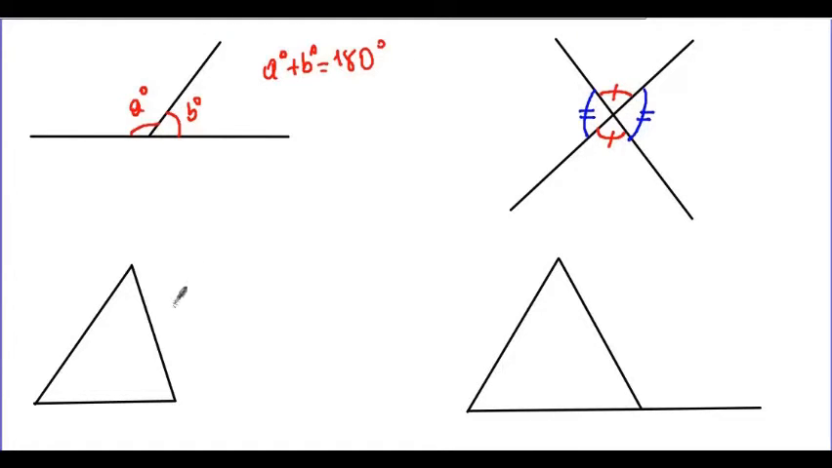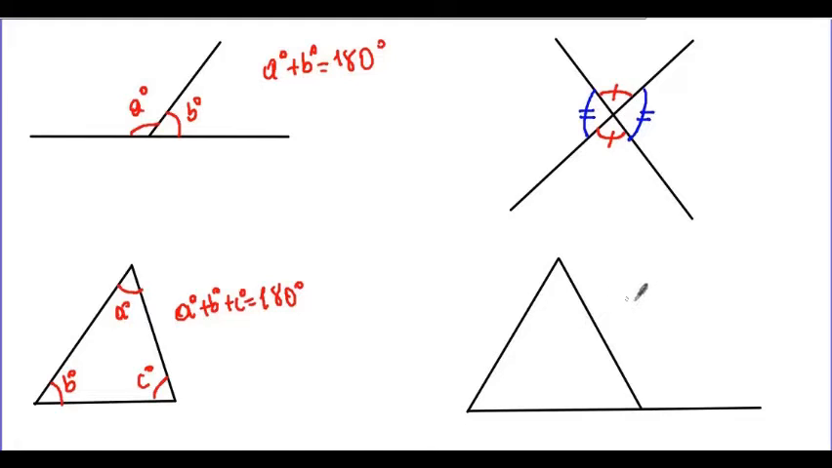The third one is about the interior angles of a triangle. Interior angles of a triangle add up to 180 degrees. So let's say this is A degrees, this is B degrees, and this is C degrees. So here A degrees plus B degrees plus C degrees is equal to 180 degrees.